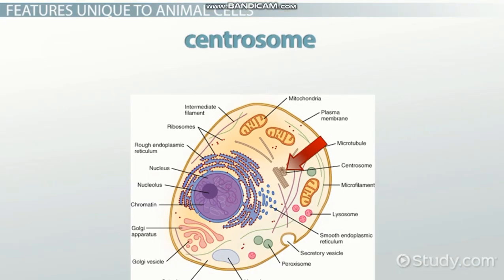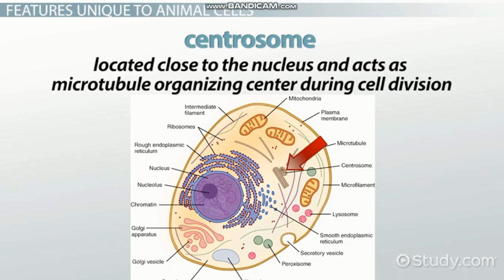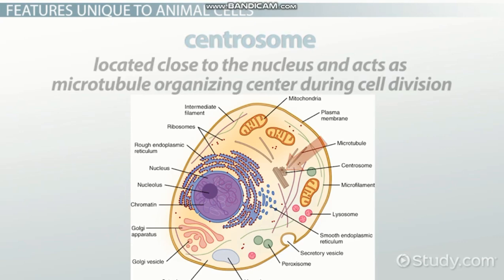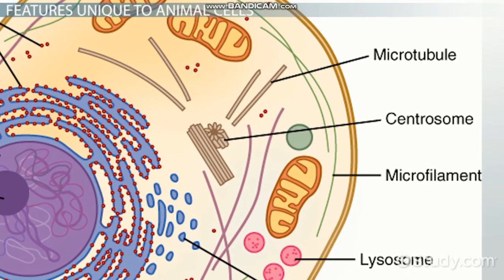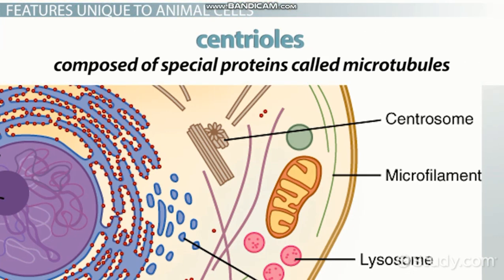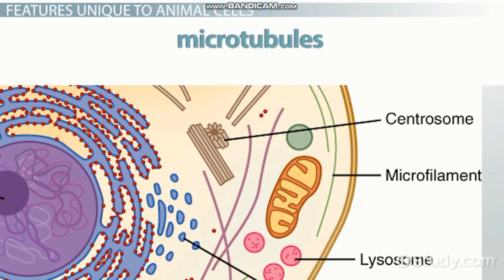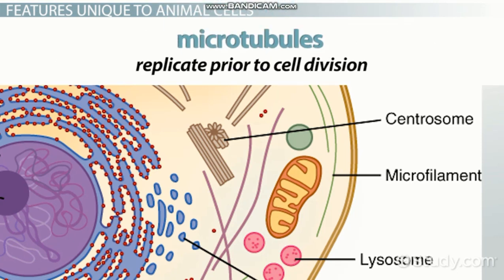The centrosome is a structure found in animal cells but not in plant cells. It is usually located close to the nucleus and acts as a microtubule organizing center during cell division. The centrosome contains a pair of centrioles at right angles to each other. Centrioles are composed of special proteins called microtubules. These microtubules replicate prior to cell division. During division, they move to opposite ends of the cell, and the mitotic spindle stretches between them.